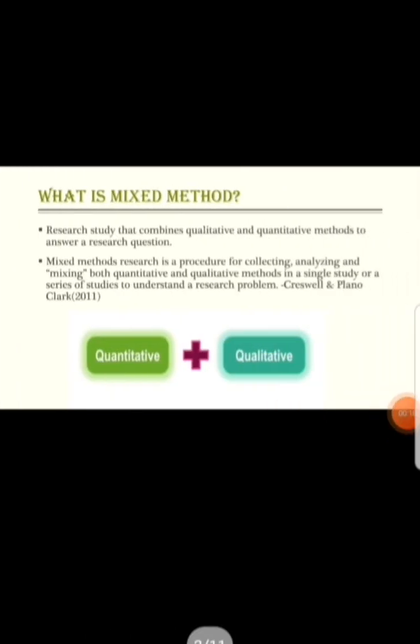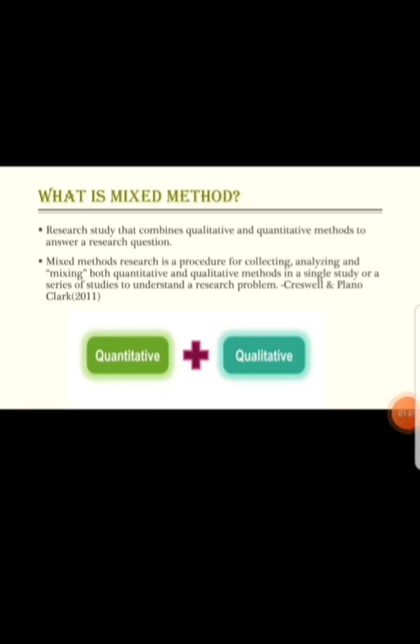First I want to define what mixed method is. Mixed method is a research approach that aims to answer the research questions through the collection and analysis of qualitative and quantitative data. This approach to research is used when this integration provides a better understanding of the research problems than either of each alone. So basically, mixed method research is a procedure for collecting and analyzing, mixing both the qualitative and the quantitative method in a single study or a series of studies to understand a research problem.